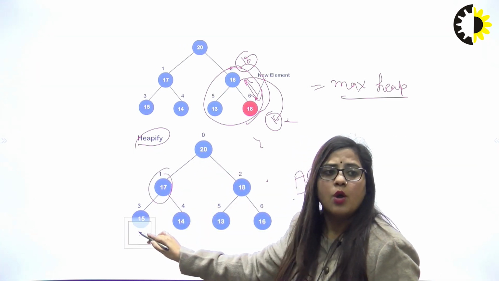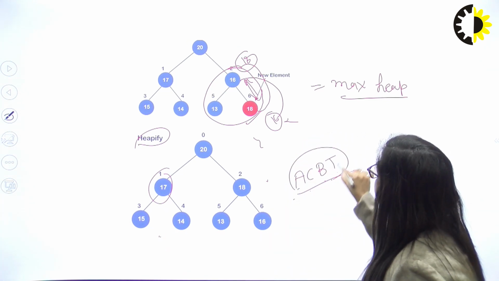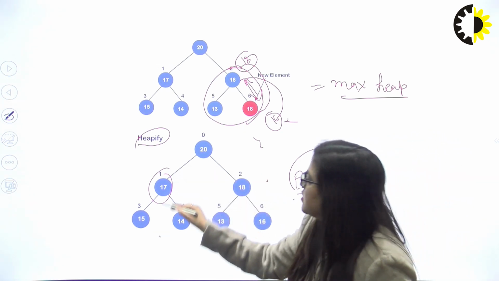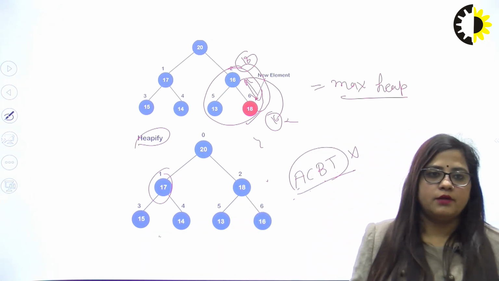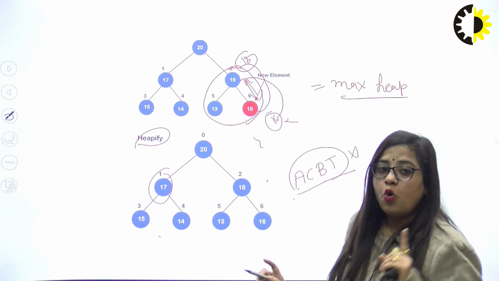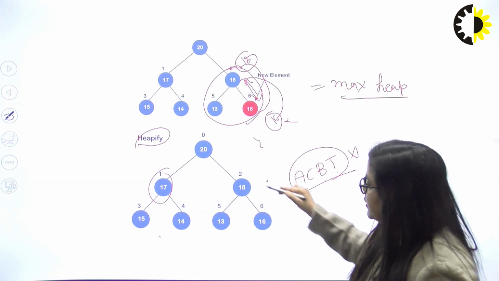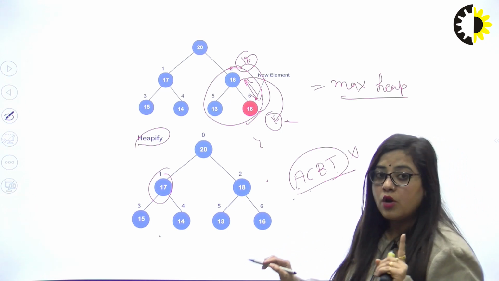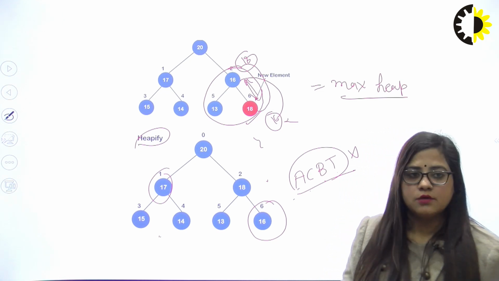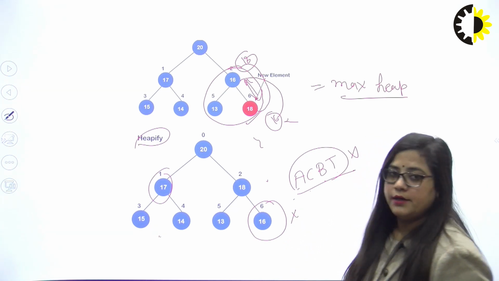Can you delete this? No. Because if you delete this 15, then this condition is not fulfilled, and in that situation this tree is not a heap tree, not a max heap or min heap. So you can only delete a specified node. First of all, you delete the lowest, leftmost number. If you want to delete 16, then you can easily delete it.